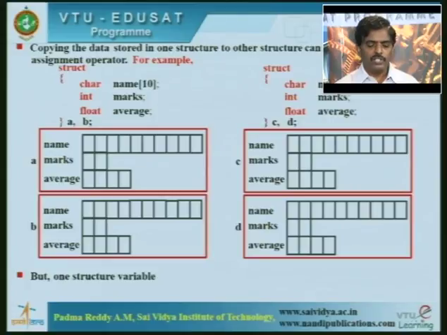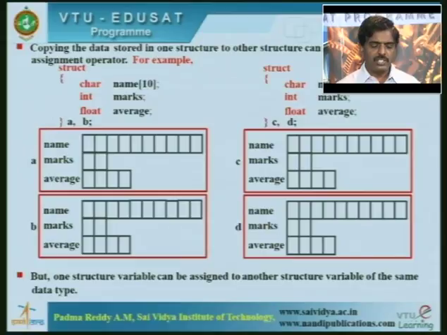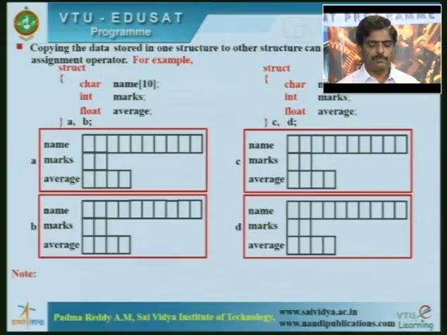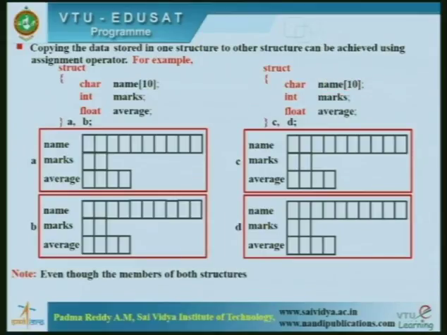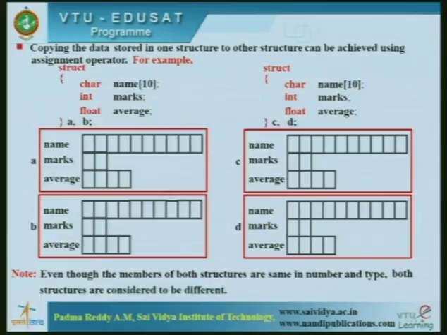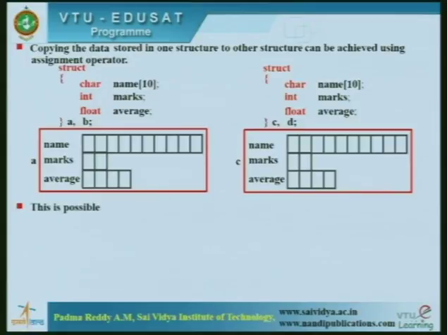So, one structure variable can be assigned to another structure variable of the same data type. Even though the members of both structures are the same in number and type, remember both structures are considered to be different. Now the question is how to copy the data stored in one structure to another structure. This is possible by copying the individual members of the same type and size.